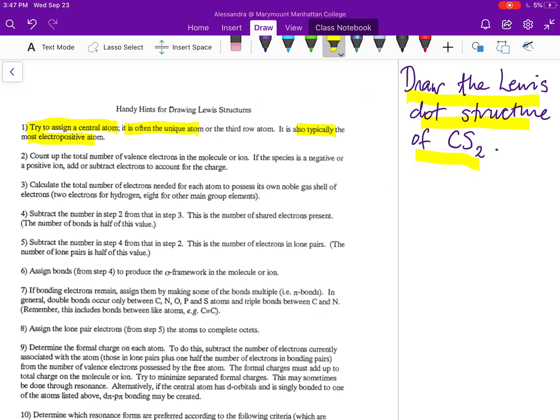Here we have carbon being the unique atom and the most electropositive atom, so that outweighs sulfur being a third row atom. So we're going to assign carbon as the central atom here.